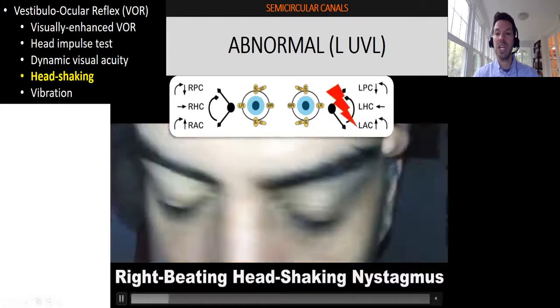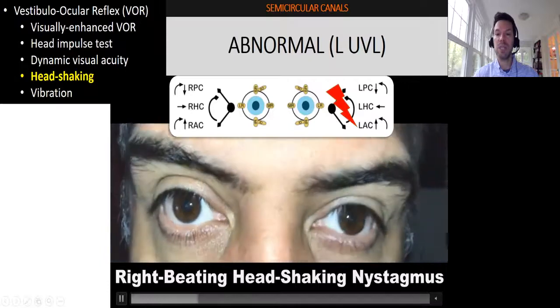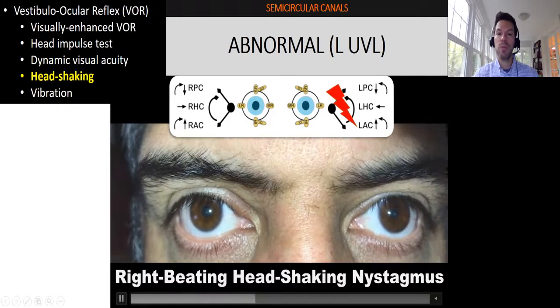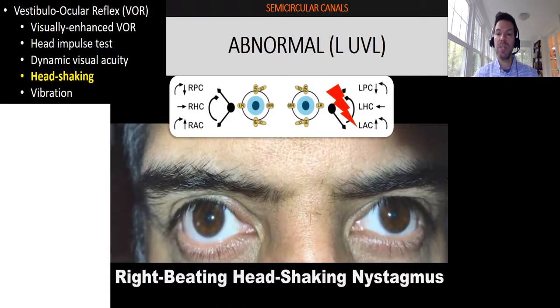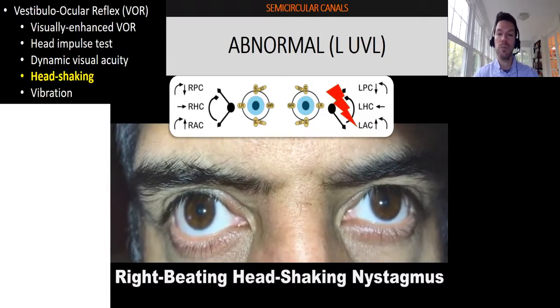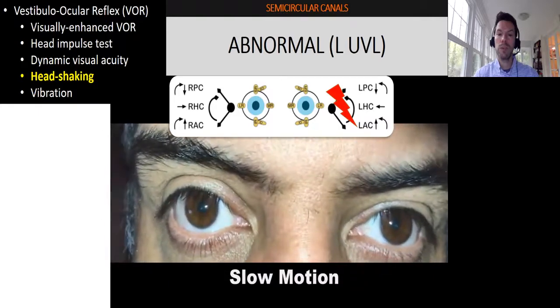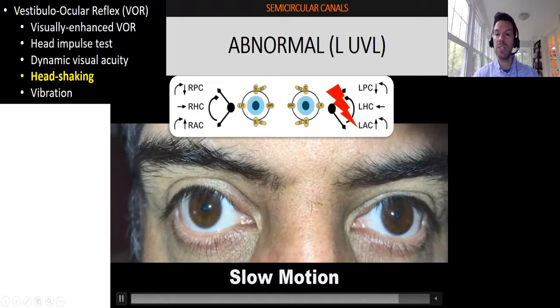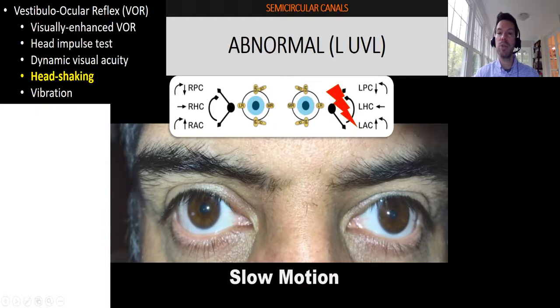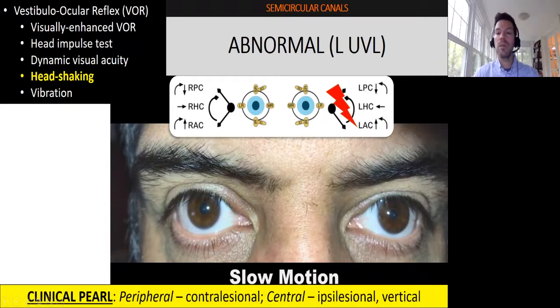This is an example. Here's a patient with Ramsay Hunt syndrome on the left side, complete deafness on the left side, vestibulopathy on the left side, and shaking the head 4 months after his Ramsay Hunt was still bringing on a pretty significant right-beating nystagmus, which you'll see in slow motion in just a second here. So again, slow phase is going to go toward the side of the lesion, fast phase in the opposite direction. So this is a provocative maneuver to bring out any vestibular asymmetry. The only acceptable peripheral pattern is that it's going to be contralesional, as it was in this case. So a left-sided lesion is going to cause right-beating nystagmus.